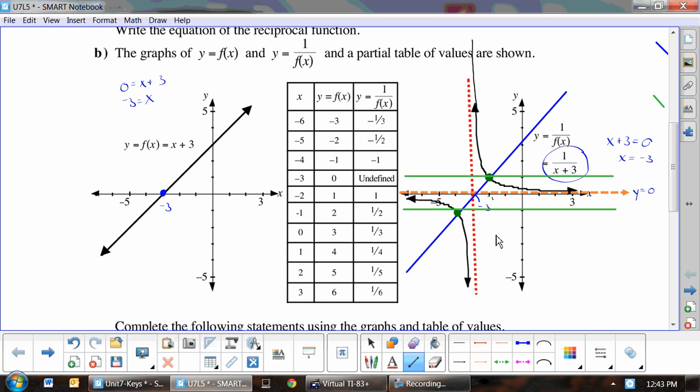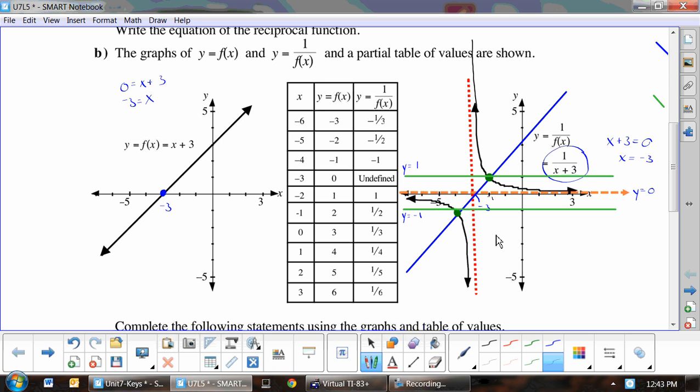So it intercepts at, can someone tell me? Yeah, it intercepts at y is equal to 1 and y is equal to negative 1. And this is always true. Always. If your original graph touches your reciprocal graph at all, it will always be at 1 and negative 1.